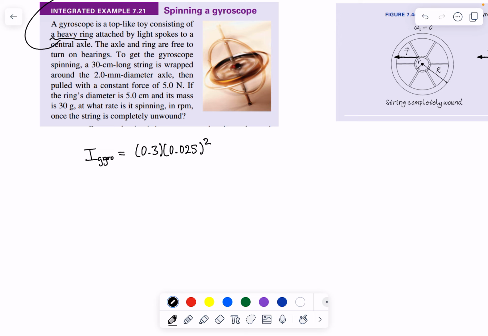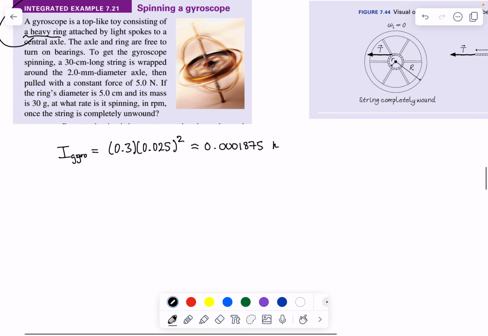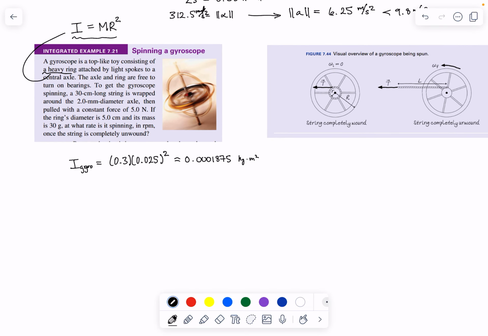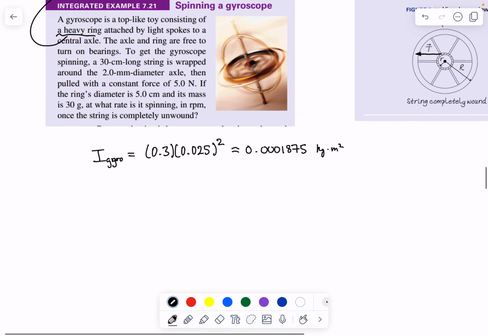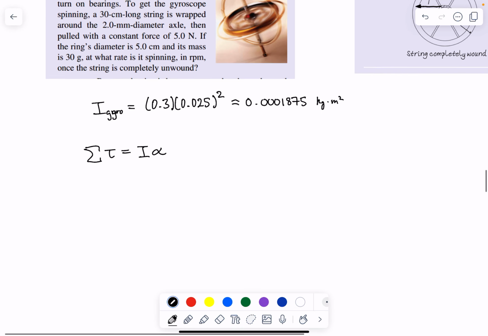Okay, let's go ahead and calculate that. So that will be roughly 0.0001875. Cool. That'd be kilograms times meters squared. Okay, we know we're going to need that. Another good place to start, as always, is Newton's second law. I tell you guys this over and over. Always start with Newton's second law. Again, this is in the rotational sort of framework, right? So it looks like this, but it's Newton's second law, no matter, regardless.